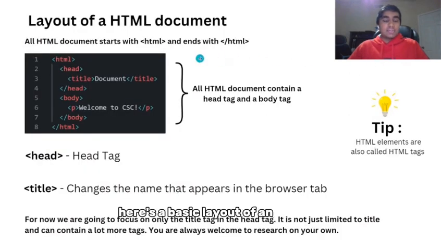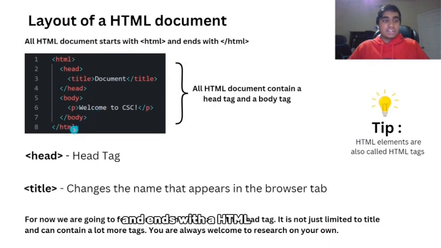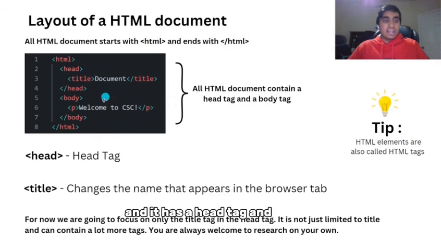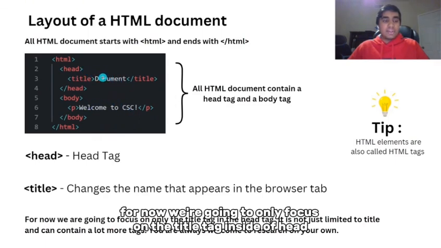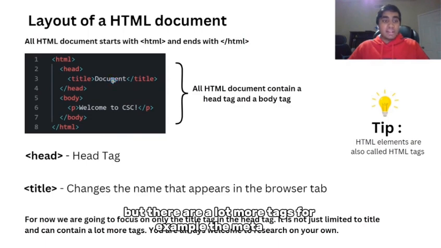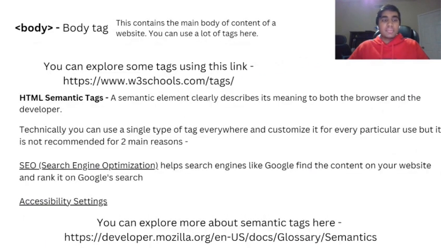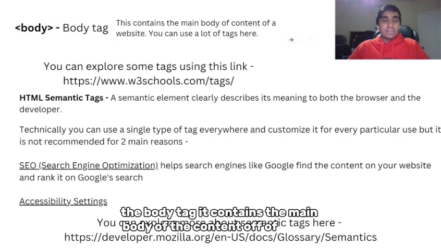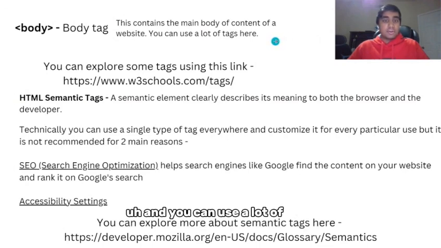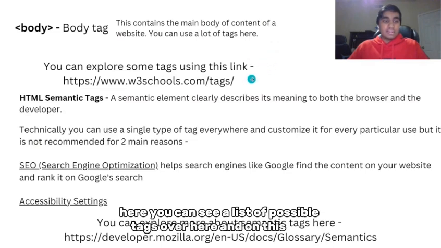Here's a basic layout of an HTML document. It starts with an HTML opening tag and ends with an HTML closing tag, and it has a head tag and a body tag. For now, we are going to only focus on the title tag inside of head, but there are a lot more tags, for example, the meta tag. The body tag contains the main content of a web page, and you can use a lot of tags inside here. You can see a list of possible tags on this link.